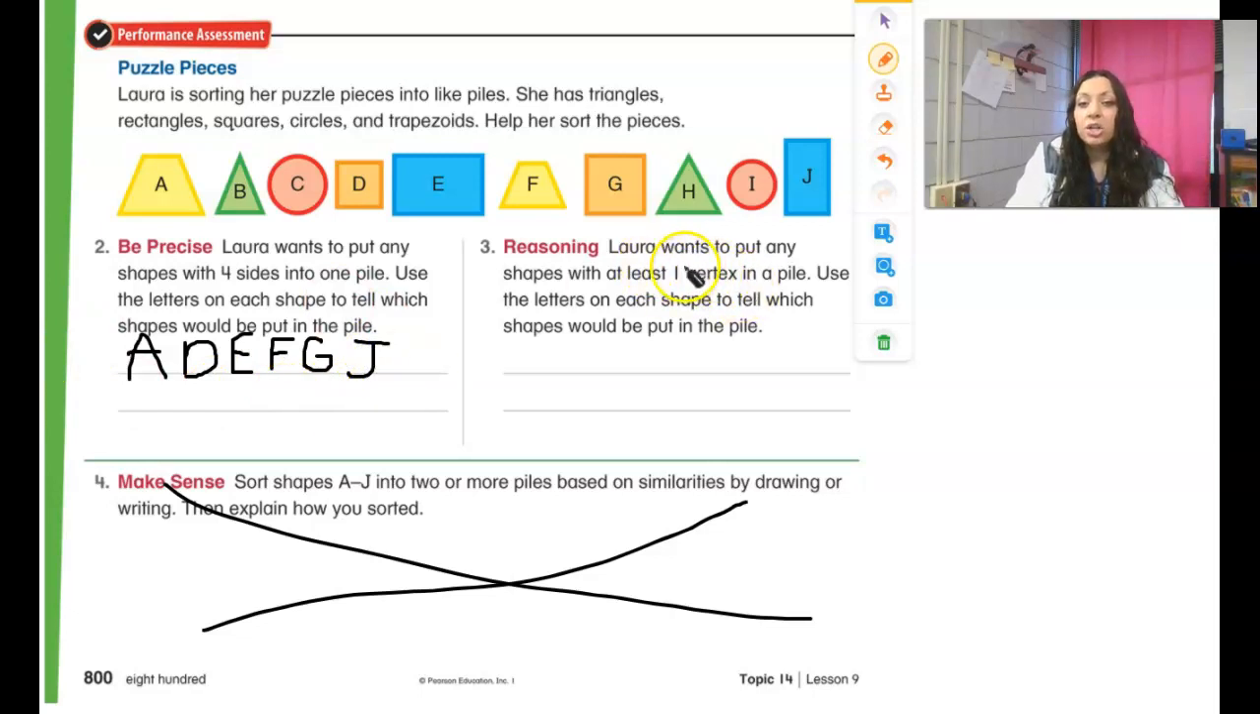The next one says, Laura wants to put any shape with at least 1 vertex in the pile. So it has to have at least 1 vertex. So I want you to go through and you're going to write all the letters of the shapes that at least have 1 vertex, okay? So that means a corner.